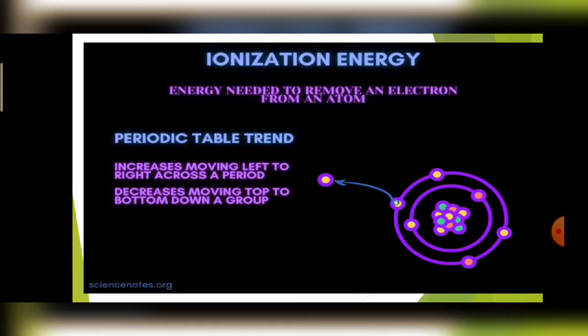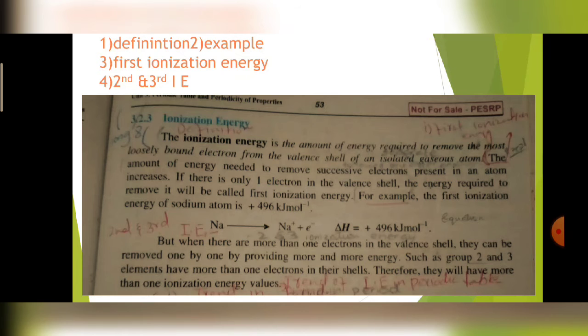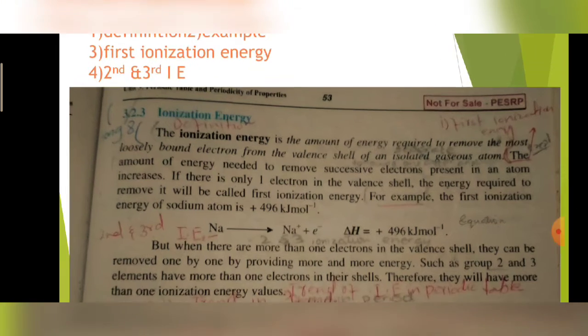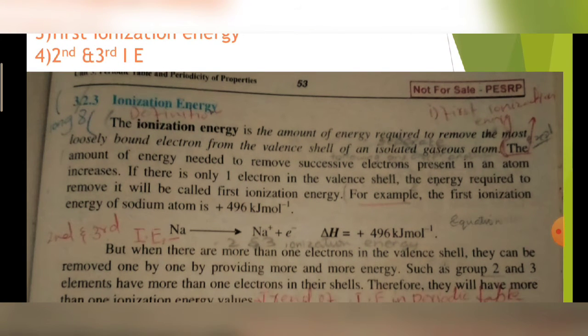Ionization energy is also opposite to the atomic size or radius. Ionization energy increases from left to right in a period and decreases moving top to bottom down a group. Why it increases and why it decreases, we will discuss in detail. As we know, first of all, there is a definition: ionization energy is the amount of energy required to remove the most loosely bound electron from the valence shell of an isolated gaseous atom.